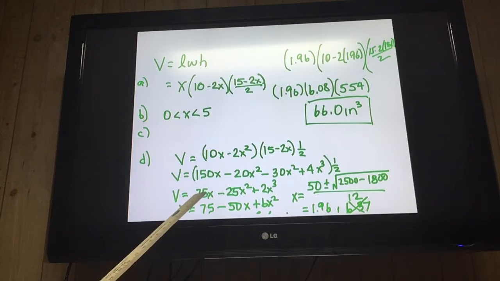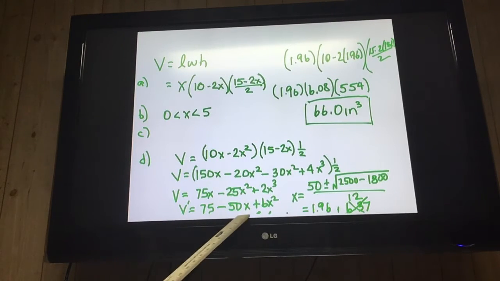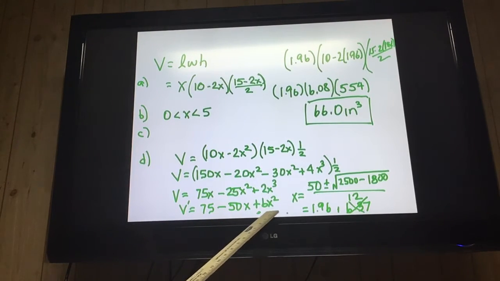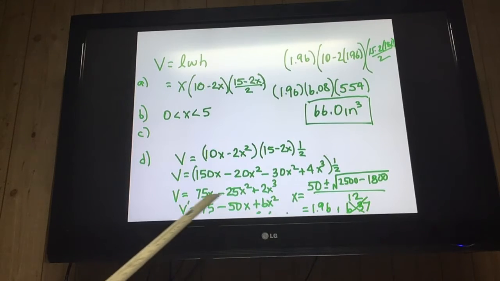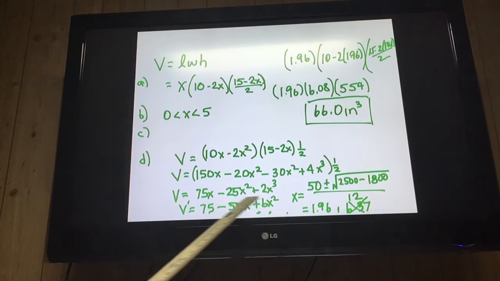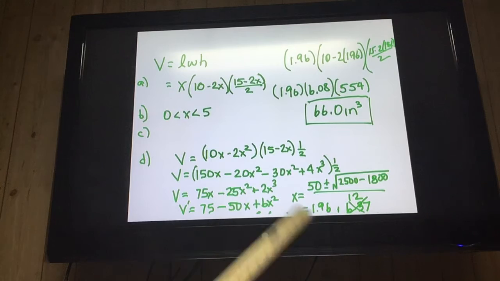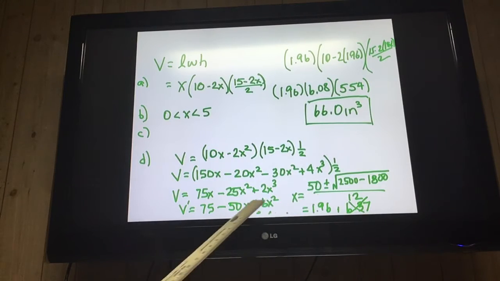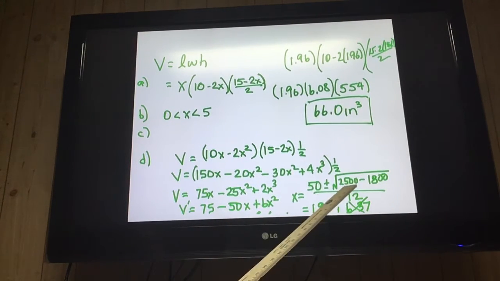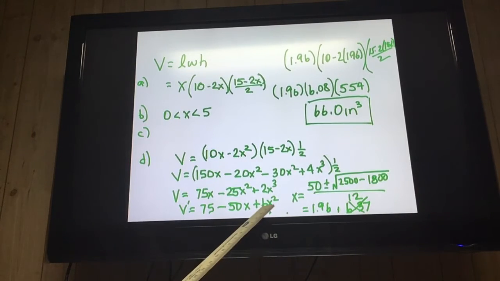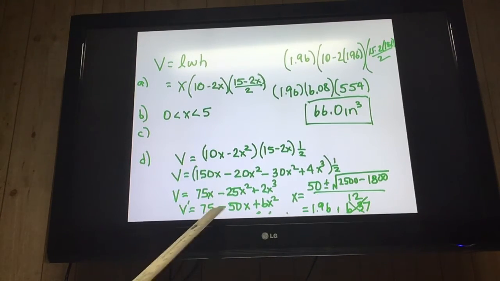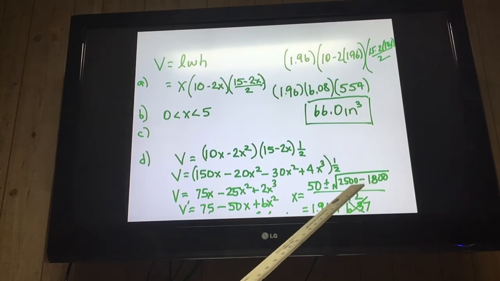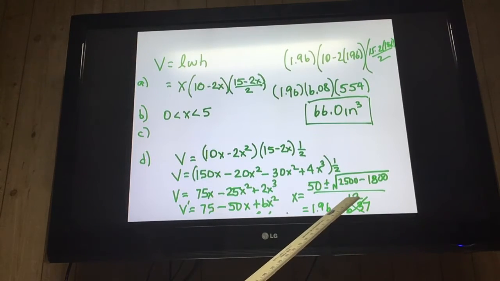Then I take the derivative: 75 minus 50x plus 6x squared. And there's my equation that will maximize my volume. Now, most likely I'm not going to factor that, so I'm going to use the quadratic formula, which is negative b, 50, plus or minus the square root of b squared, 2500, minus 4 times 6 times 75, which is 1800, over 2 times 6, which is 12.